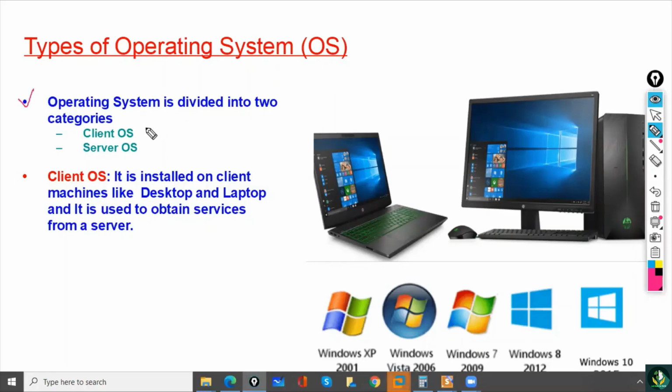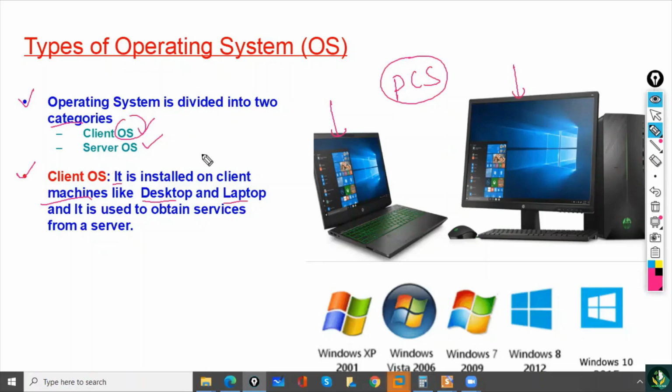Operating systems are divided into two categories. One is client operating system, the other one is server operating system. Let us try to understand the difference between these two operating systems. Client operating system is installed on client machines like desktop and laptop. So you will install this client operating system on laptop and desktop, or you can say you will install it on your PCs, personal computers.